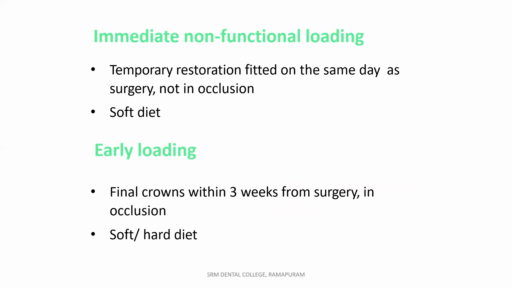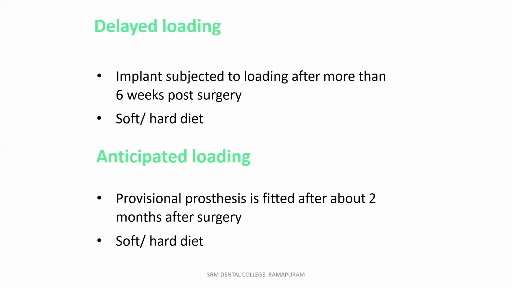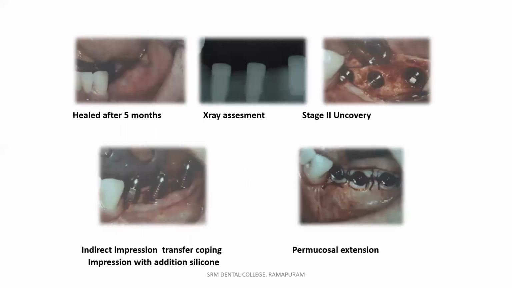And then what is the immediate non-functional loading? The temporary restoration will be fitted on the same day during the surgery, but occlusion will not be given. Early loading, the final crowns will be given within 3 weeks from the surgery in occlusion. Delayed loading, implants will be subjected to loading after more than 6 weeks post-surgery. Anticipated loading involves the provisional prosthesis being fitted after about 2 months after surgery.